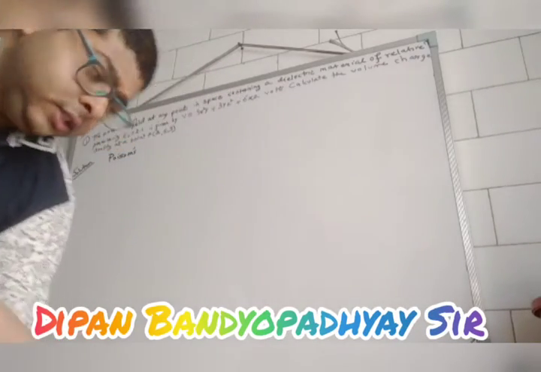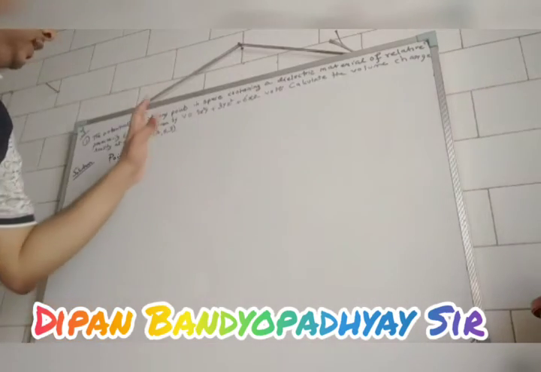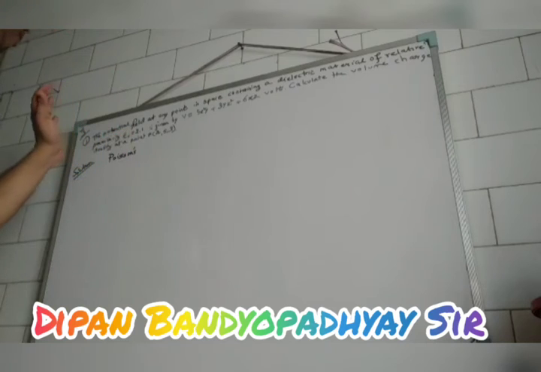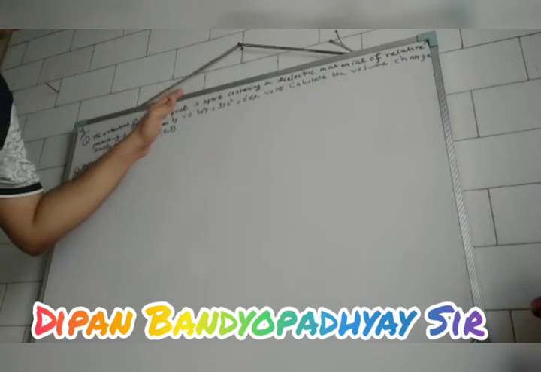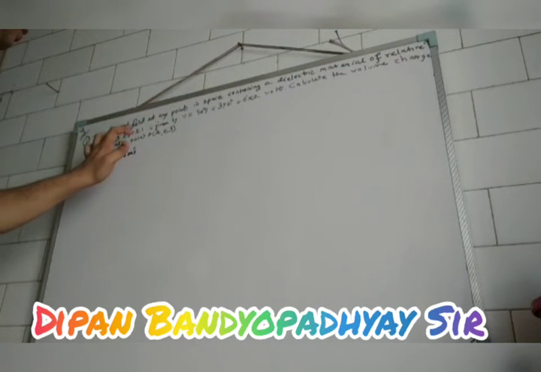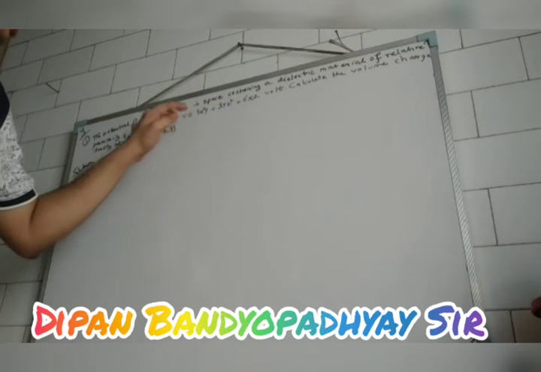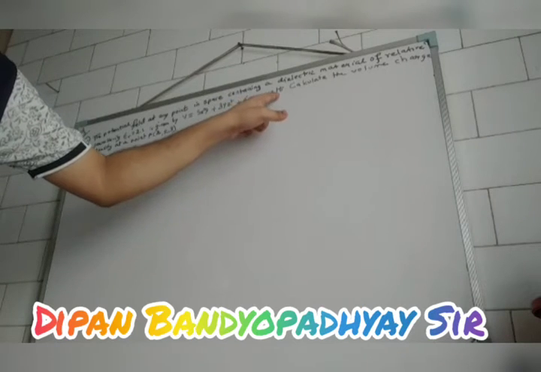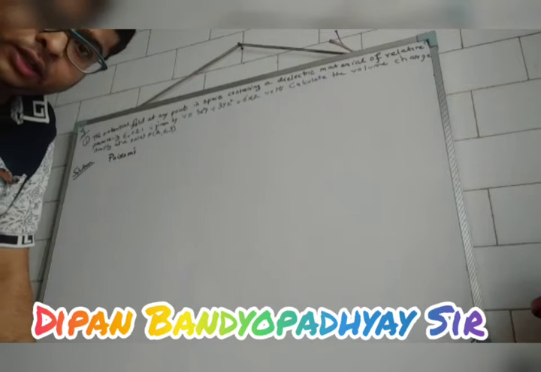Good morning, students. Today I will discuss a problem which I have given in the class test. The problem is: the potential field at any point in space containing a dielectric material of relative permittivity 2.1 is given by this. This is the potential they have given, and the unit is volt. You are asked to calculate the volume charge density at this point (2, 5, 3).